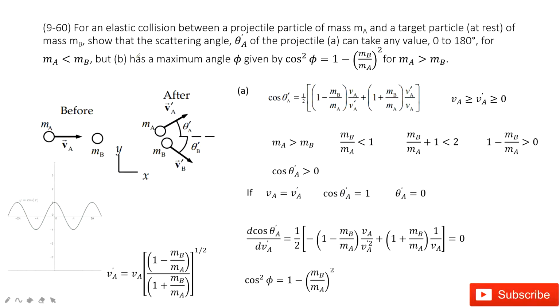The next one is that we need to prove it has a maximum angle. So still we look at this equation, and everything is the same, except A is larger than B. So A is larger than B. This term is smaller than 1, so this term is smaller than 2, and this term is larger than 0. So we find cosine theta A+ is larger than 0, right? Then another situation is when VA+ just equals VA, we find the angle theta can be 0.